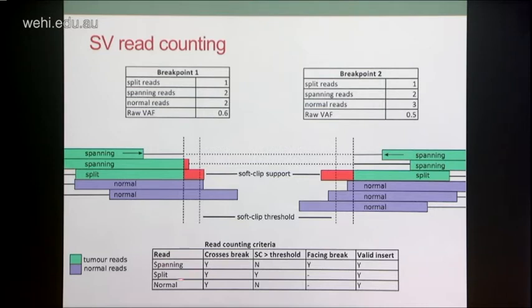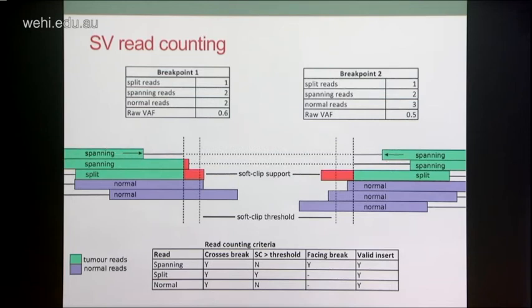There are a number of other criteria. Split reads have to cross the break, they have to be past this threshold, and then they have to have a valid insert size. A valid insert size is something we want on every read. You have an insert size distribution with a mean, and we want it to be within the mean plus 3 times the standard deviation. And of course, when you've got spanning reads, you want to adjust for that insert distance. So you count from here to here and here to here, and then use that as your modified insert distance.